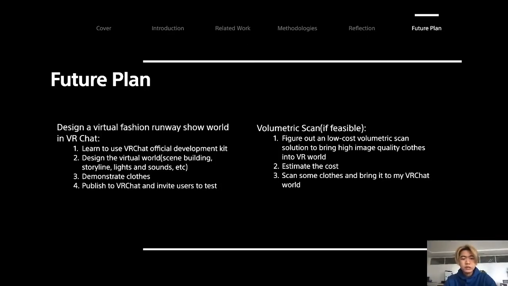The second part is to study how to transform real clothes from reality into digital versions. I will mainly go through the volumetric scan if it's feasible for me, to figure out a low-cost volumetric scan solution to bring high image quality clothes to the VR world, and then estimate the cost, because the cost is really important for fashion designers. If these two steps are finished, I will try to scan some clothes and bring them into my VR world. So basically, this is my whole presentation.